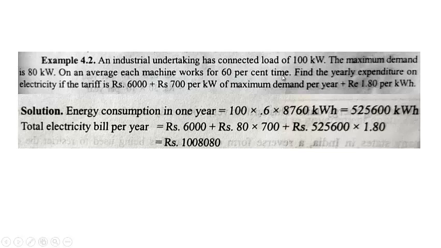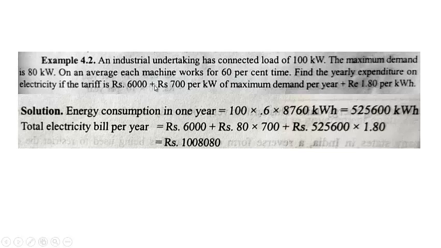You can see that at your house also, you know your connected load, but all the load will not be connected simultaneously at any time. That's why, on an average, 60% has been estimated in this problem, meaning that 60% of the time these machines are running. Find the yearly expenditure on electricity if the tariff is rupees 6,000.